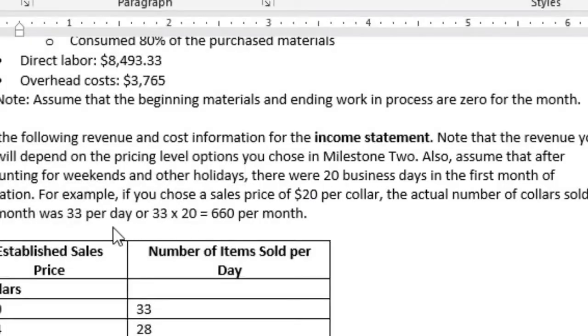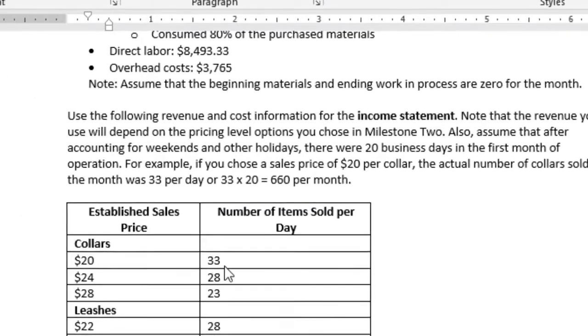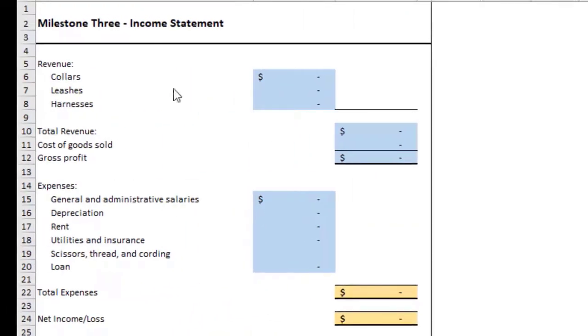So in this case, if there were 33 collars sold per day times 20 days, that's 660 collars for that month. And then you multiply by $20 per collar, and then that would tell you your total sales. If you use a different price, then that's going to change how many collars you sold per day. You're going to do that for each of the collar, leash, and harness products. Then you add up your total revenue.